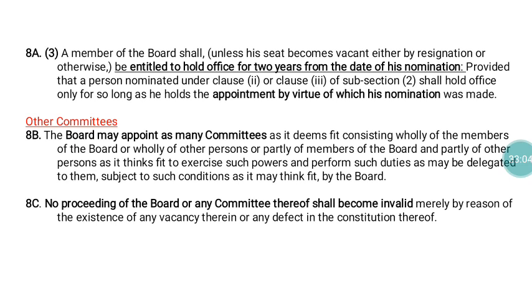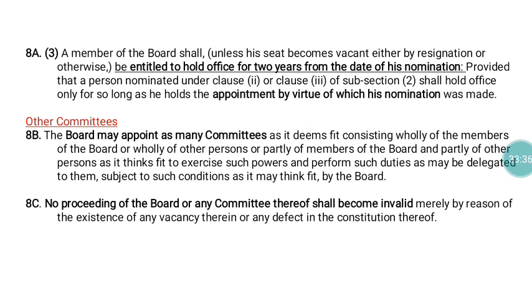Then 8B is about things related to the board. If they want to have a subcommittee, they can form a subcommittee by way of already available members, or they can get some other members, or partly already available members and partly new members. That provision is made available for the formation of a subcommittee for effective implementation of the seed certification system as per the act.